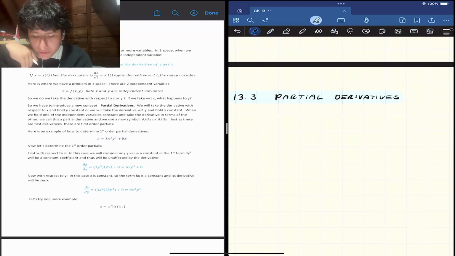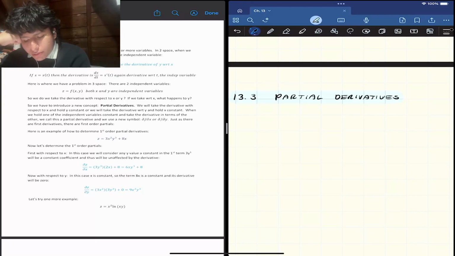Now we will discuss the derivatives of functions of two or more variables. In two-space, when we take a derivative, we always do so with respect to the independent variable. So for example, if y equals f of x, then dy over dx would be equal to f prime of x, since we take the derivative of y with respect to x. If, again, for example, we have s is equal to s of t, the derivative would then be ds over dt, which would be also equal to s prime of t. Again, derivative of s with respect to t, in this case time.